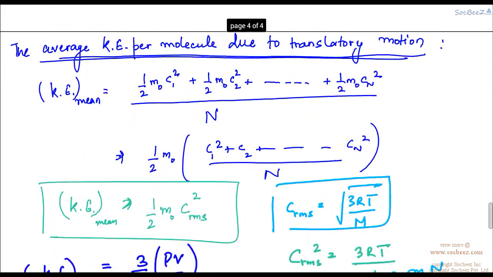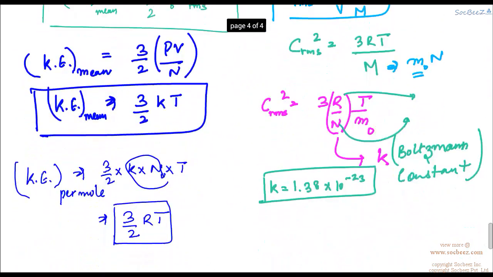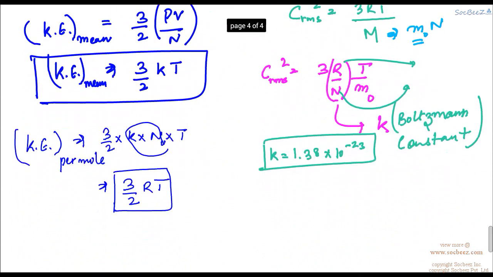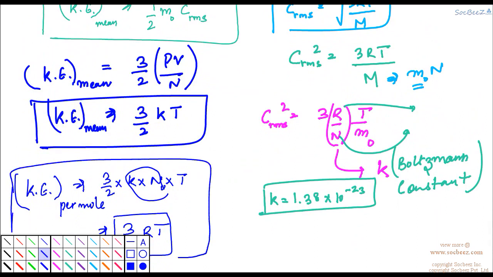Then we discovered the kinetic energy per molecule stored in a gas due to just the translational motion. That is directly proportional to the temperature of the gas. And then we learned that for a whole mole of a gas, 3 by 2 RT is the kinetic energy due to translation.